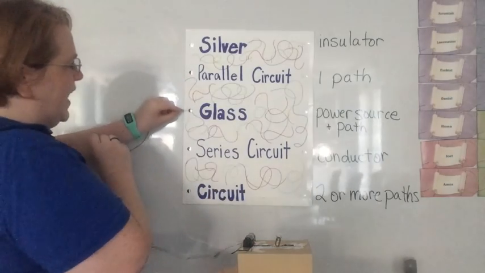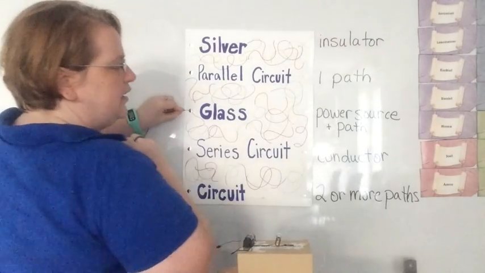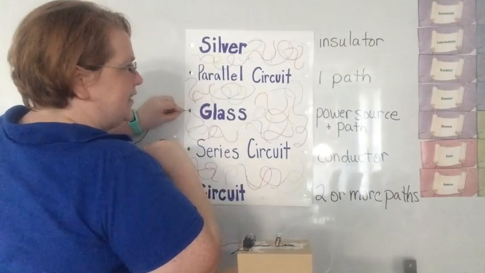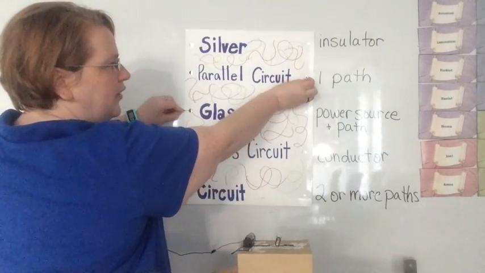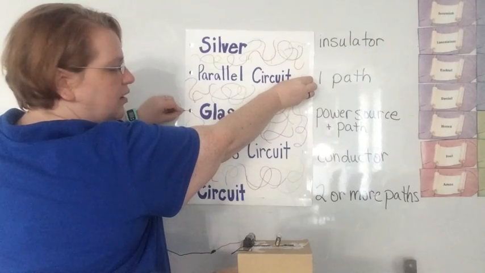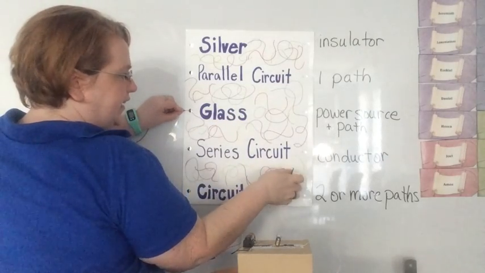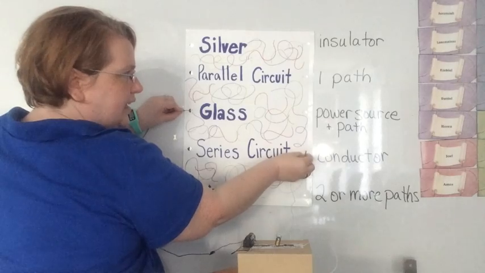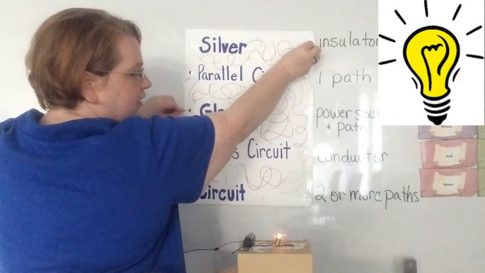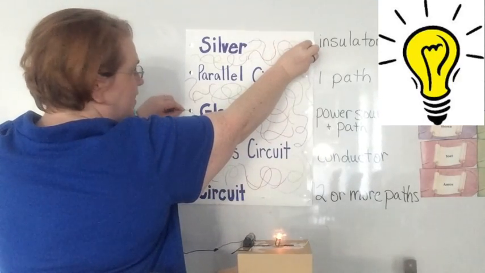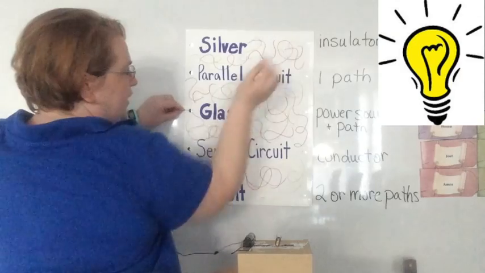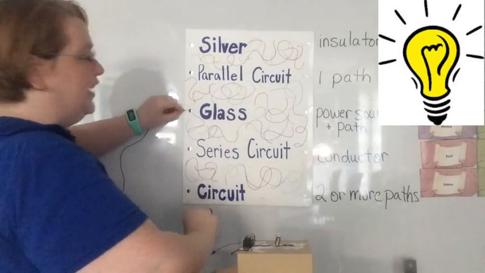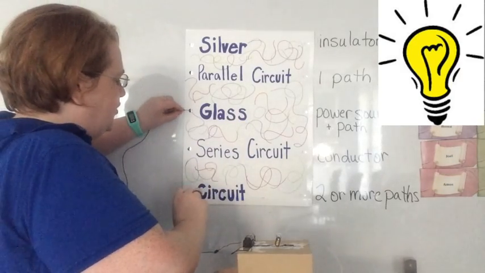All right, how about glass? What word would best match the word glass? Is it one path? No, the light bulb didn't come on. Is it a conductor? No. Is it an insulator? Yes, it is. It's an insulator. It stops the movement of energy or stops the electrons from moving.